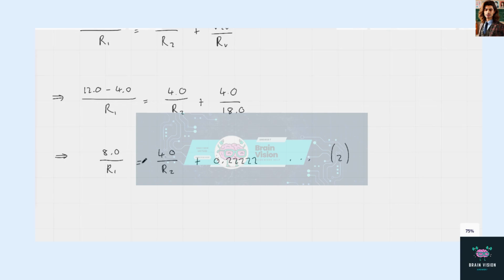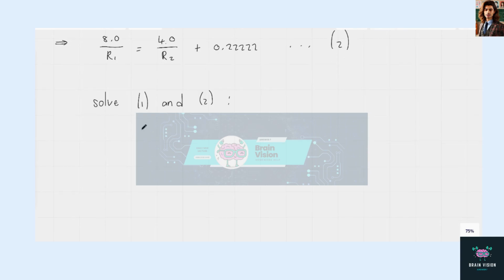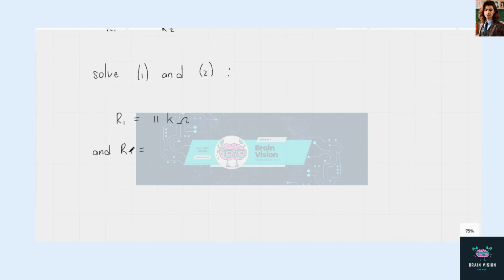So now, if we solve these two equations simultaneously, we can find the two resistances. So if we solve equations 1 and 2, we get the resistance R1 to be 11 kilo ohms and the resistance of R2 to be 8.2 kilo ohms.